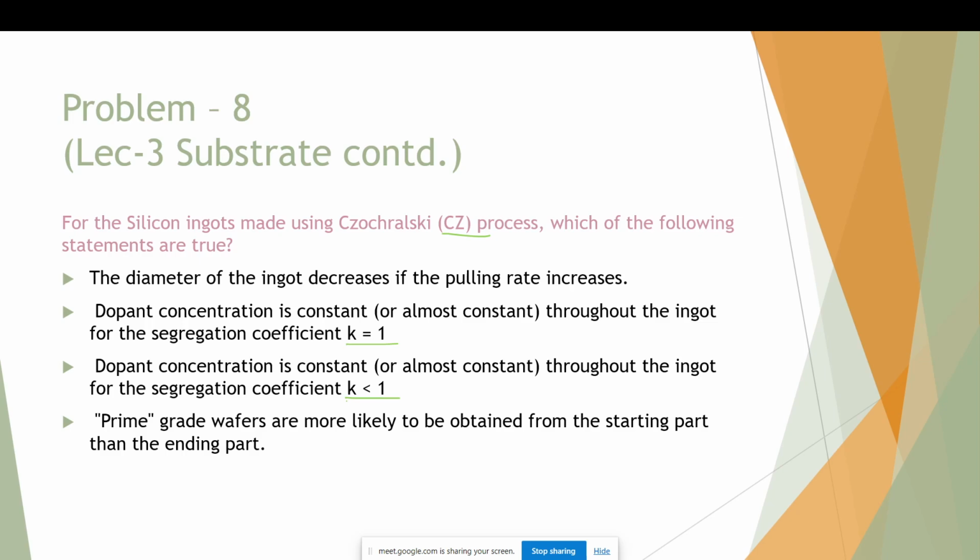So there are multiple options that are true. Can you tell which all are true? Option 4. Option 4 is true. Prime grade wafers are more likely to be obtained from the starting part of the ingot than the ending part. Yeah, and that we know is because, do you want to answer that? Why is option 4 correct?